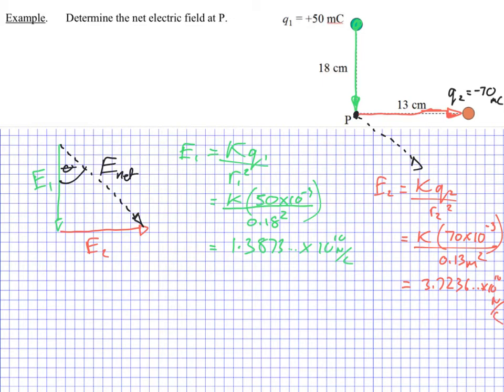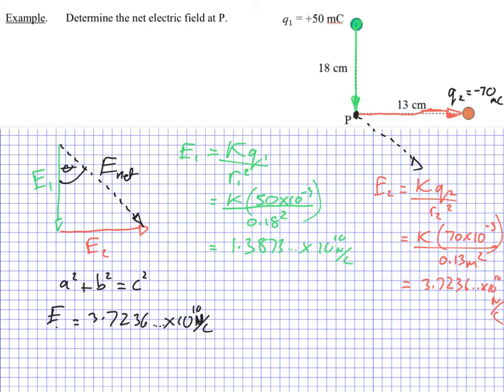Okay, so now of course I'm going to go a squared plus b squared is equal to c squared, my Pythagorean theorem, and I get c to be, what do I get? 3.7236 times 10 to the 10 newtons per coulomb. So that's my magnitude. That's this E, my field net. So let me just change the C to field net.